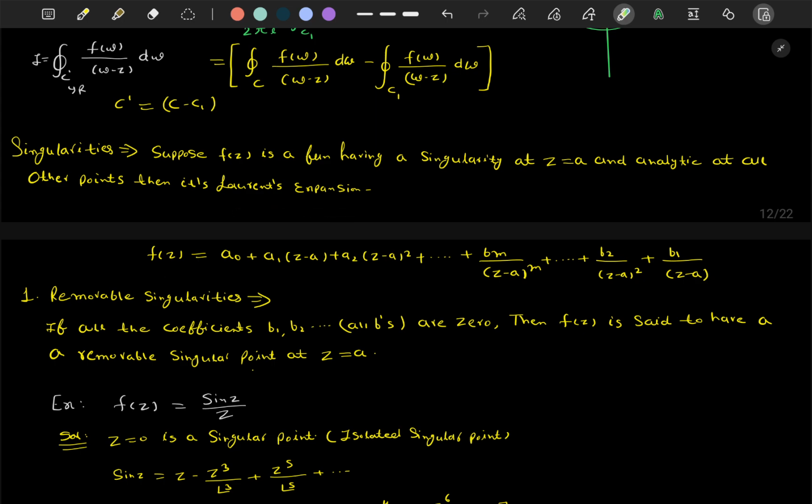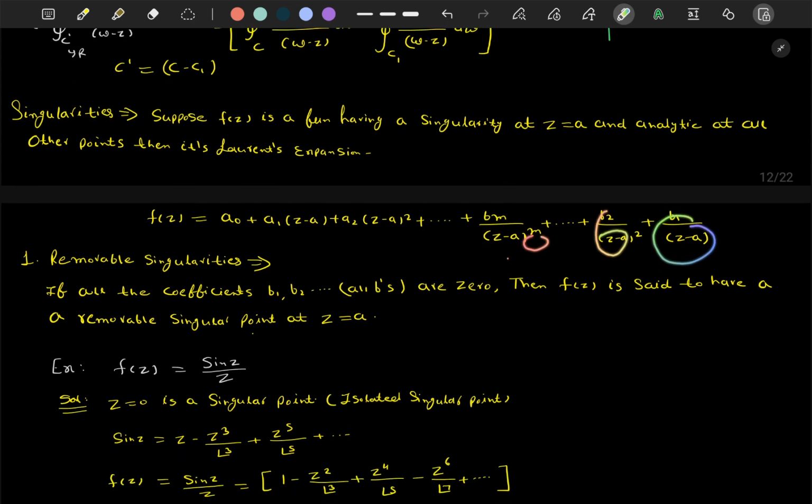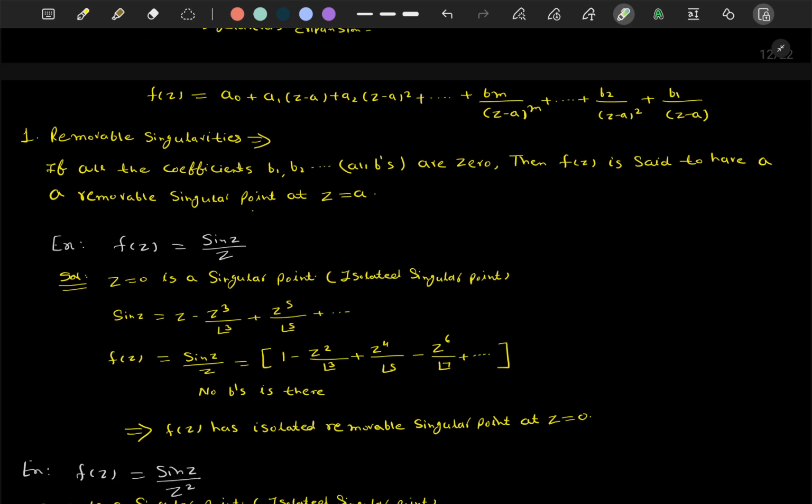About z, similarly a0, a1 plus (z minus a)^2, b_m over (z minus a)^m, b2 over (z minus a)^2, and b1 over (z minus a) only will be there. Now types of singularities. First, removable singularity. We have studied isolated singularity in our first equation of this lecture.